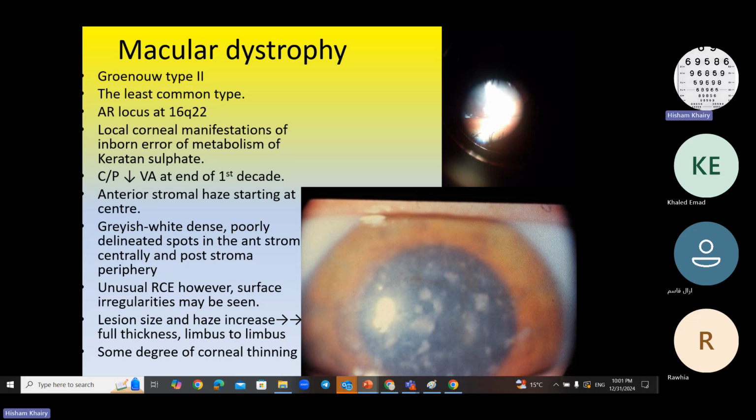The acuity is decreased at a young age, and the stromal haze is diffuse. The lesions may extend from limbus to limbus and may involve anterior and posterior stroma to the periphery. It is unusual for recurrent erosions to happen. However, the surface is irregular, and with time the size and the haze increase to become full thickness, limbus to limbus, and there might be some corneal thinning.